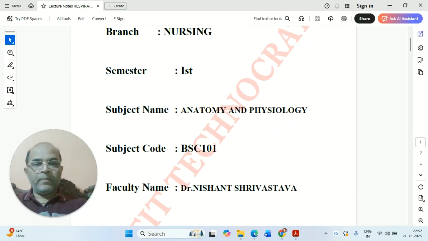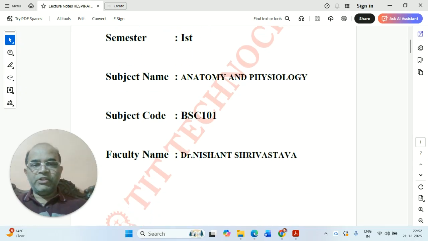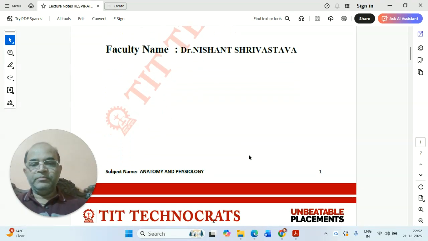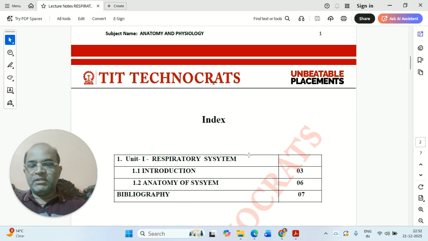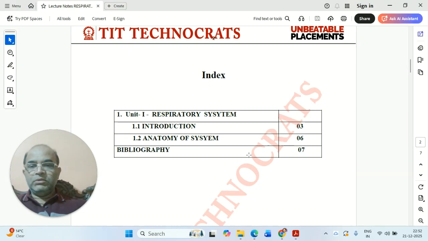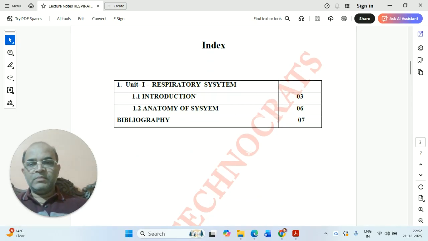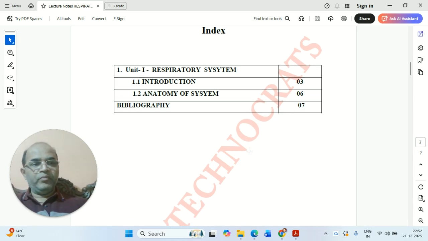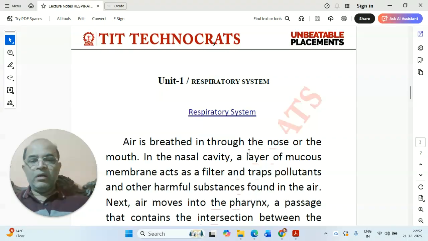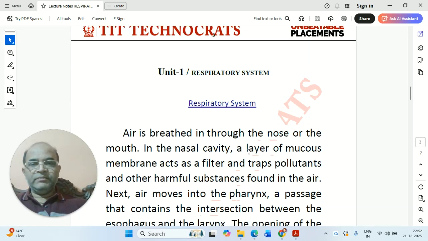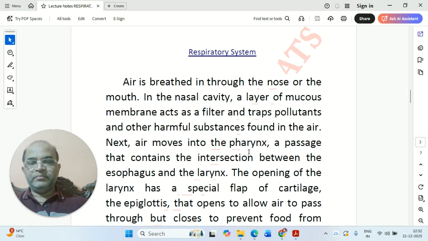Today I will teach you anatomy and physiology. The system is the respiratory system. So most people know that the respiratory system means oxygen intake and carbon dioxide exhale. So today we start the respiratory system from a medical point of view.